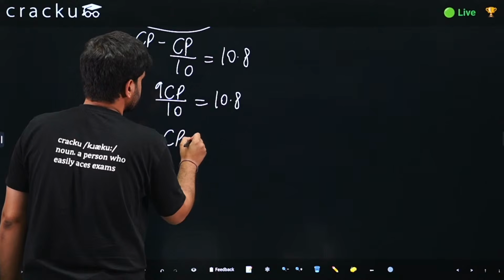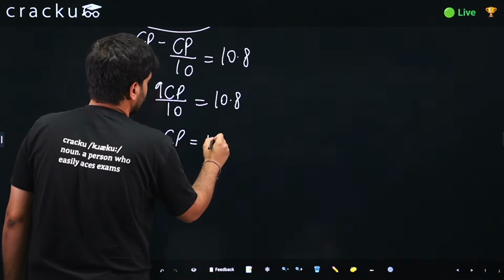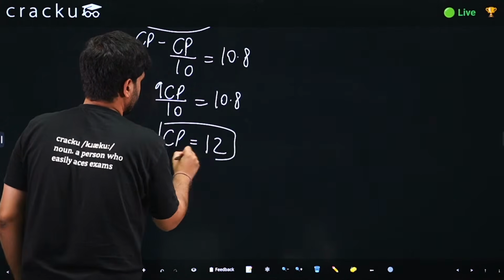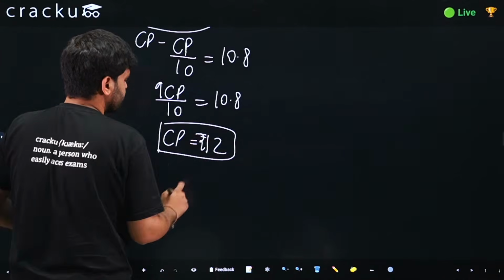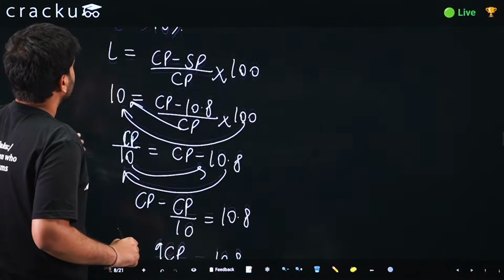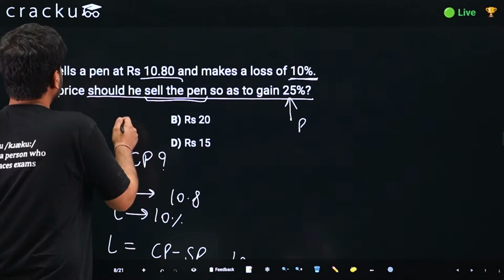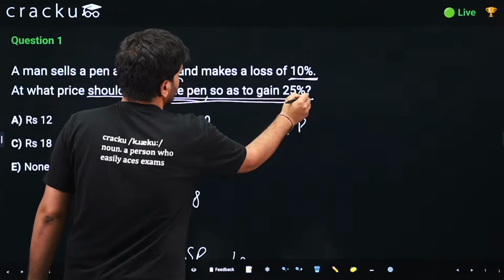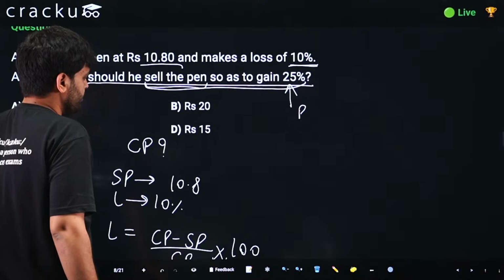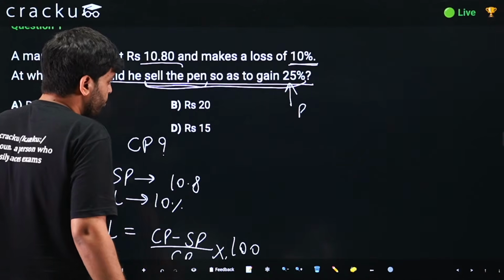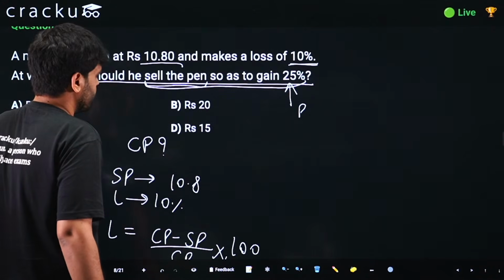CP comes out as 12 from here, in rupees. This is the cost price. Now we are required to find the selling price if the profit is to be 25%.